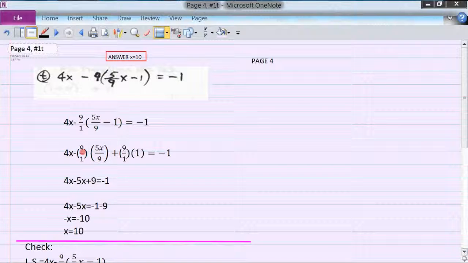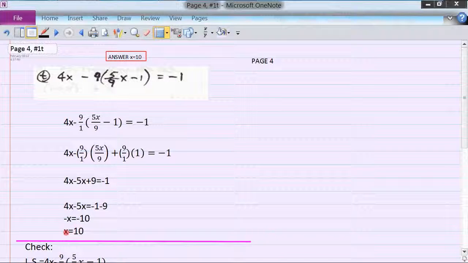So now this 9 and that 9 will cancel, and I'll have minus 5x, and 9 times 1 is just 9. So now what I'm going to do is move this from the left side to the right side and change the sign. And 4x minus 5x is minus 1x, or minus x. Minus 1 minus 9 is minus 10. If I multiply this by minus 1, I get x. If I multiply this by minus 1, I get 10. So I can just change this to a plus and this to a plus.